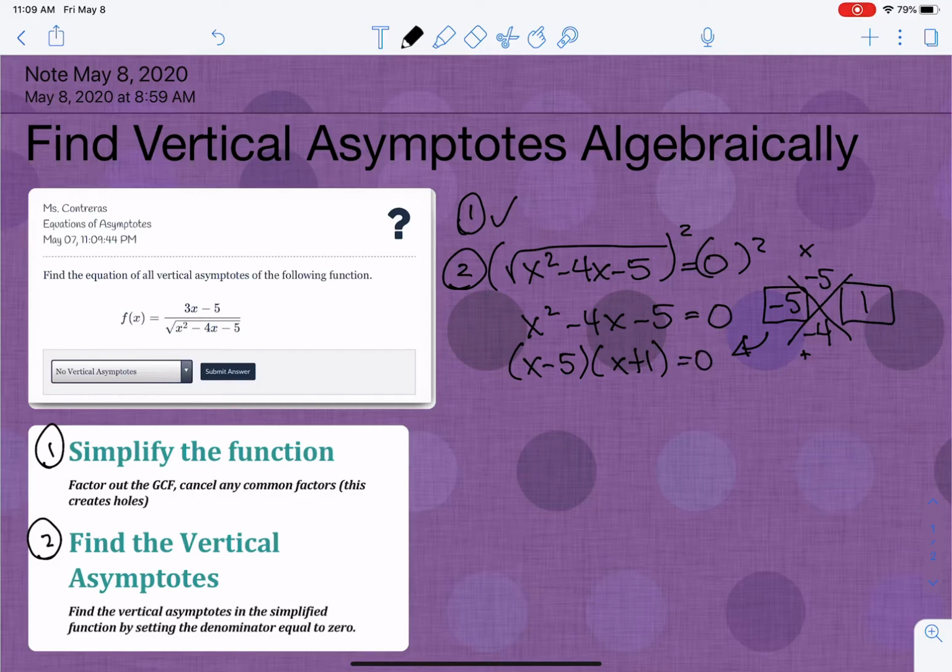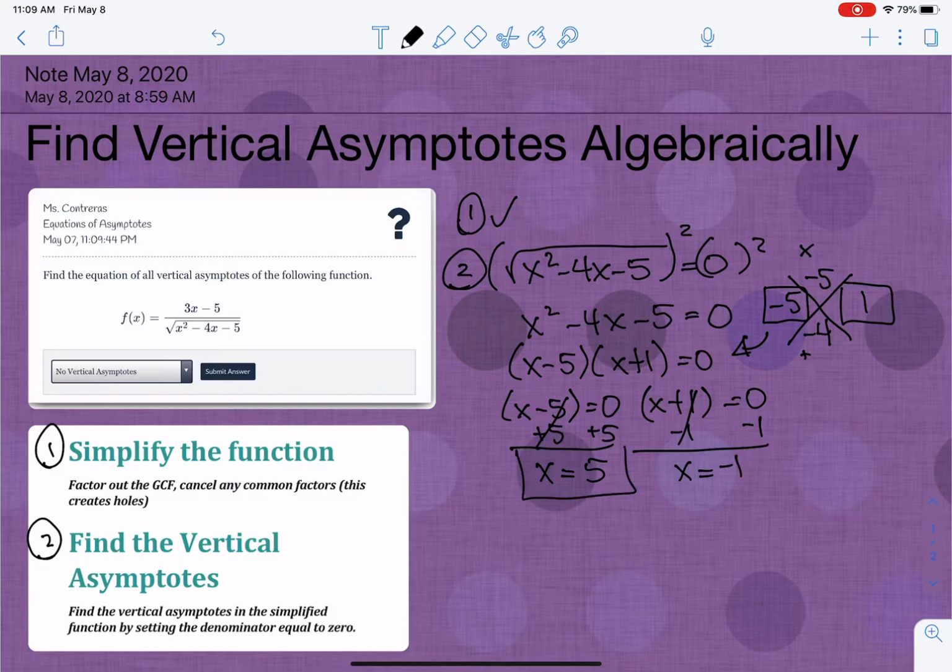Okay, and by the zero property of multiplication, we can also set both of these equal to 0. Okay, and then we solve for x. Okay, so x equals 5 and x equals -1. Okay, so those are our vertical asymptotes.